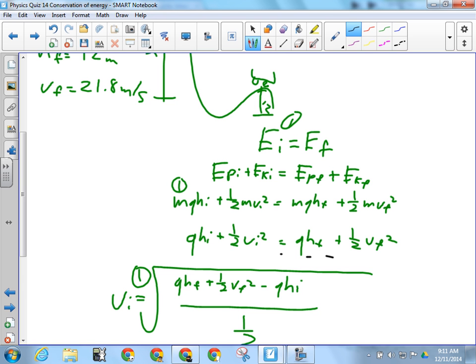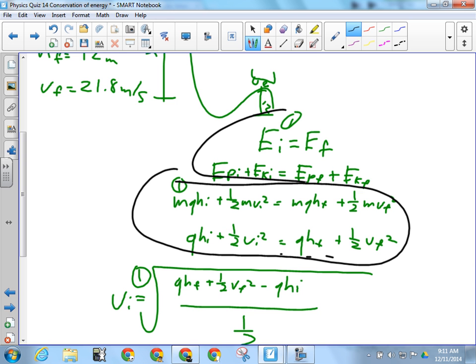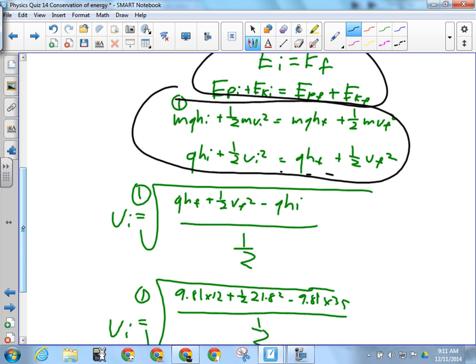Okay, give them a mark for this step here, a mark for that step there. And then for manipulation, we've got to solve for vi. To solve for vi, I've got to subtract ghi over to the other side, and then divide by 1/2, and then take the square root because vi is squared.